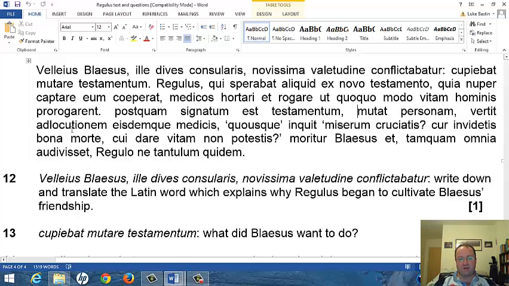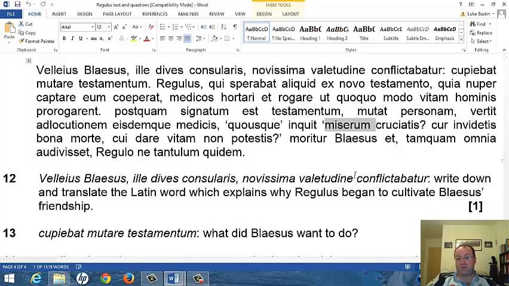Okay, vertit ad locutionem eistemque medicis. So vertit ad locutionem. So he changes his ad locutio, his way of speaking. He changes his speech. Medicis eistemque, to the same doctors. Inquit, he says, quousque miserum cruciatis. Why? Again, this is an old-fashioned word. You're not going to see it very often, so don't panic about it. Just remember it means why. Cruciatis, are you torturing the wretched man?